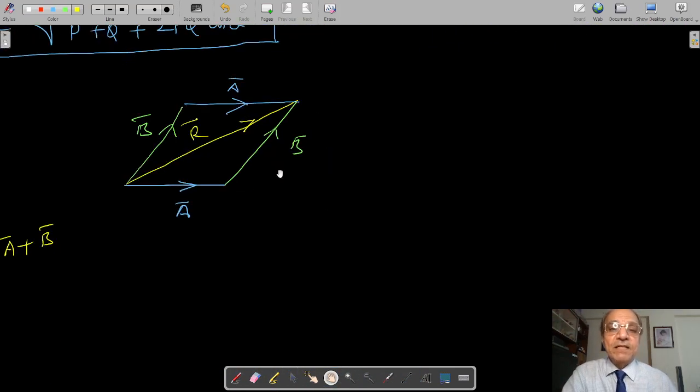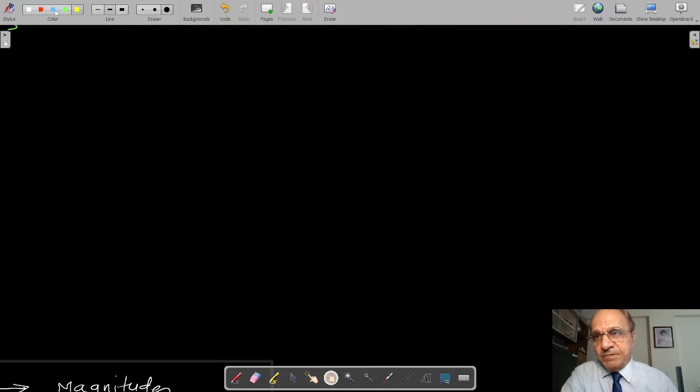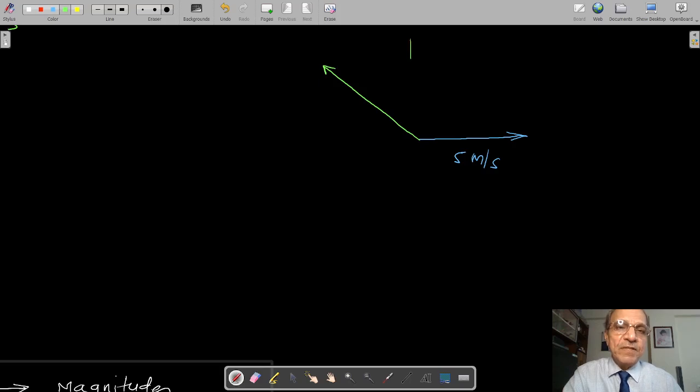Okay, let's take one example. We have a vector along east. Say this is 5 meter per second, and we have a vector making an angle of 30° from the north. Say this is east, this is north, this is west, and this is south. This is another vector. Say this is 7 meter per second, and say this is 30° west of north.